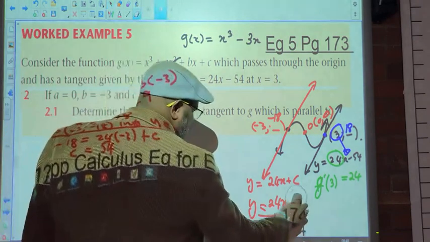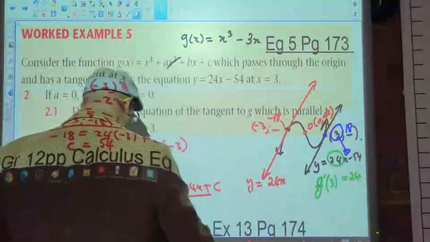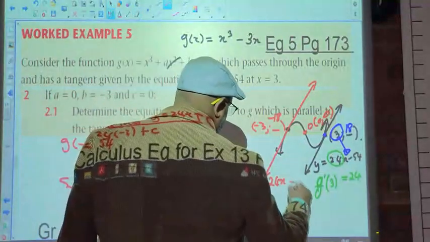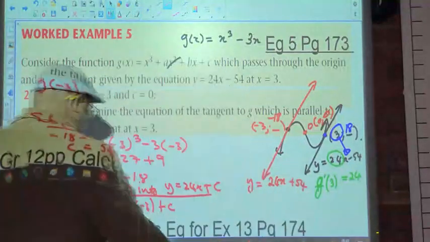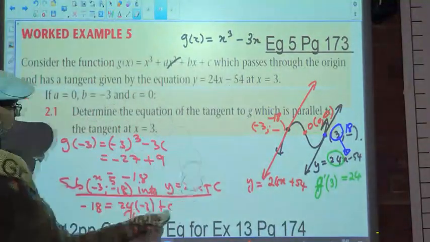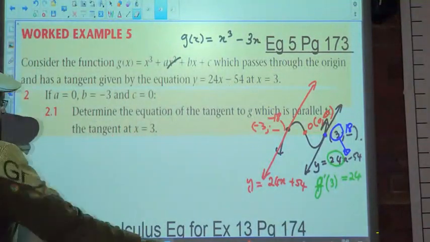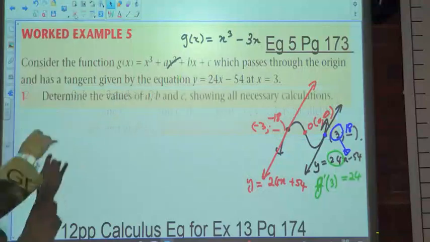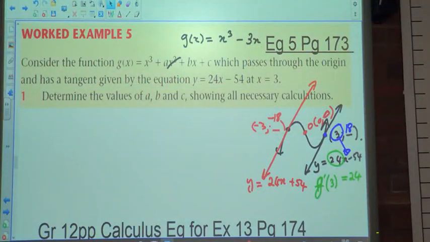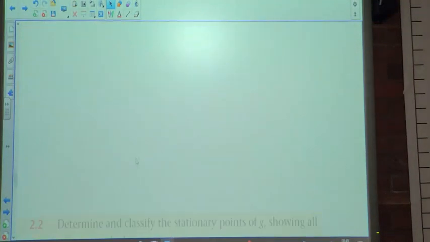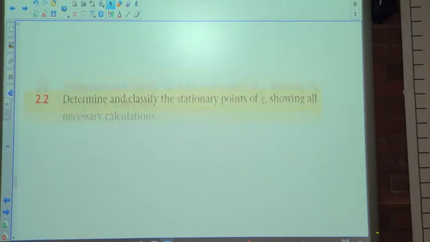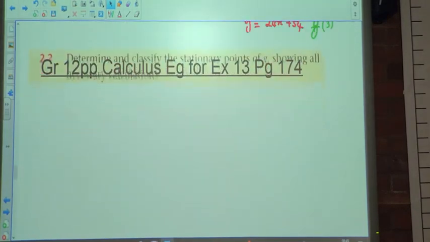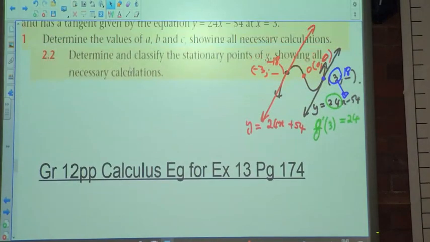So we put this here so that I can again erase. We want to keep the diagram in focus. Okay. Let's look at the next question. Determine and classify the stationary points, showing all necessary calculations. Okay.